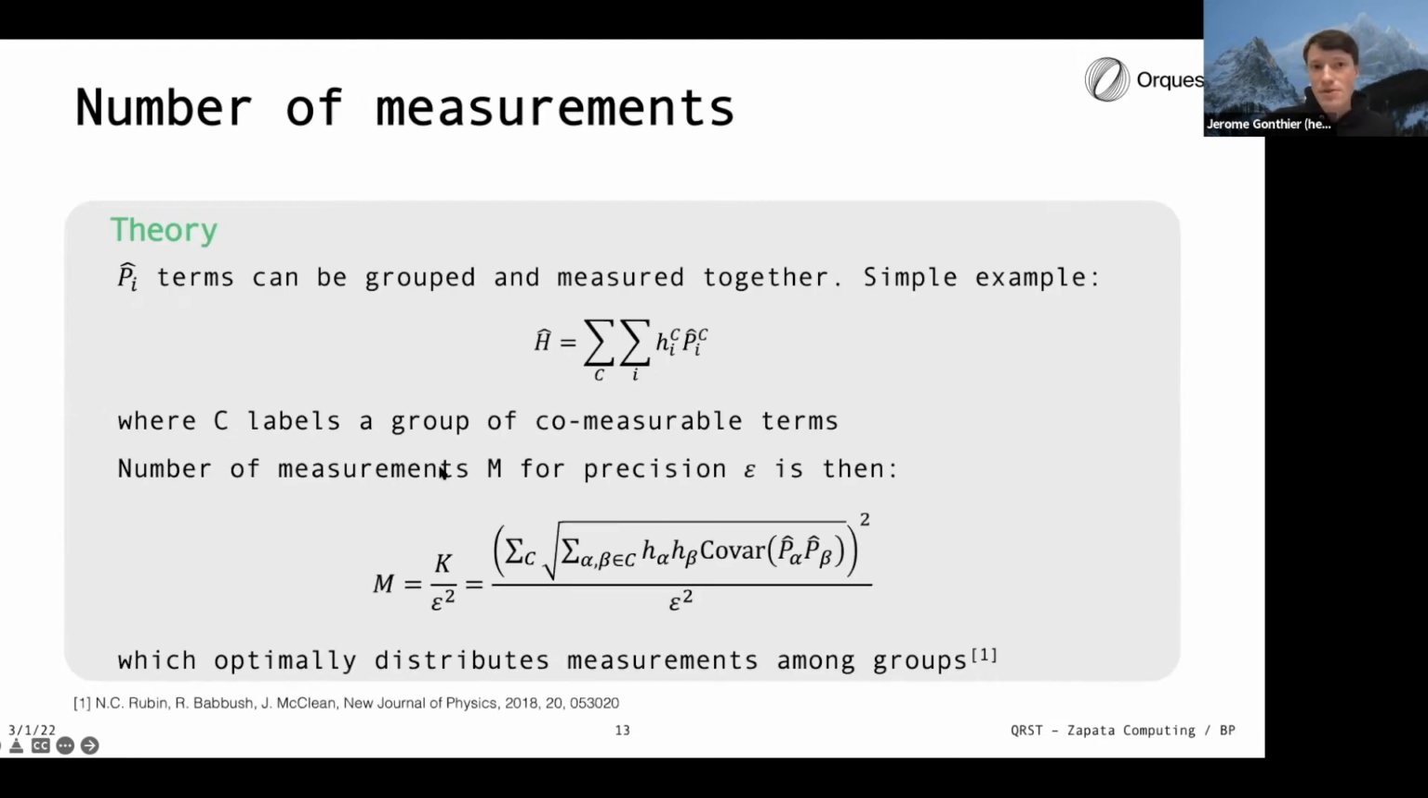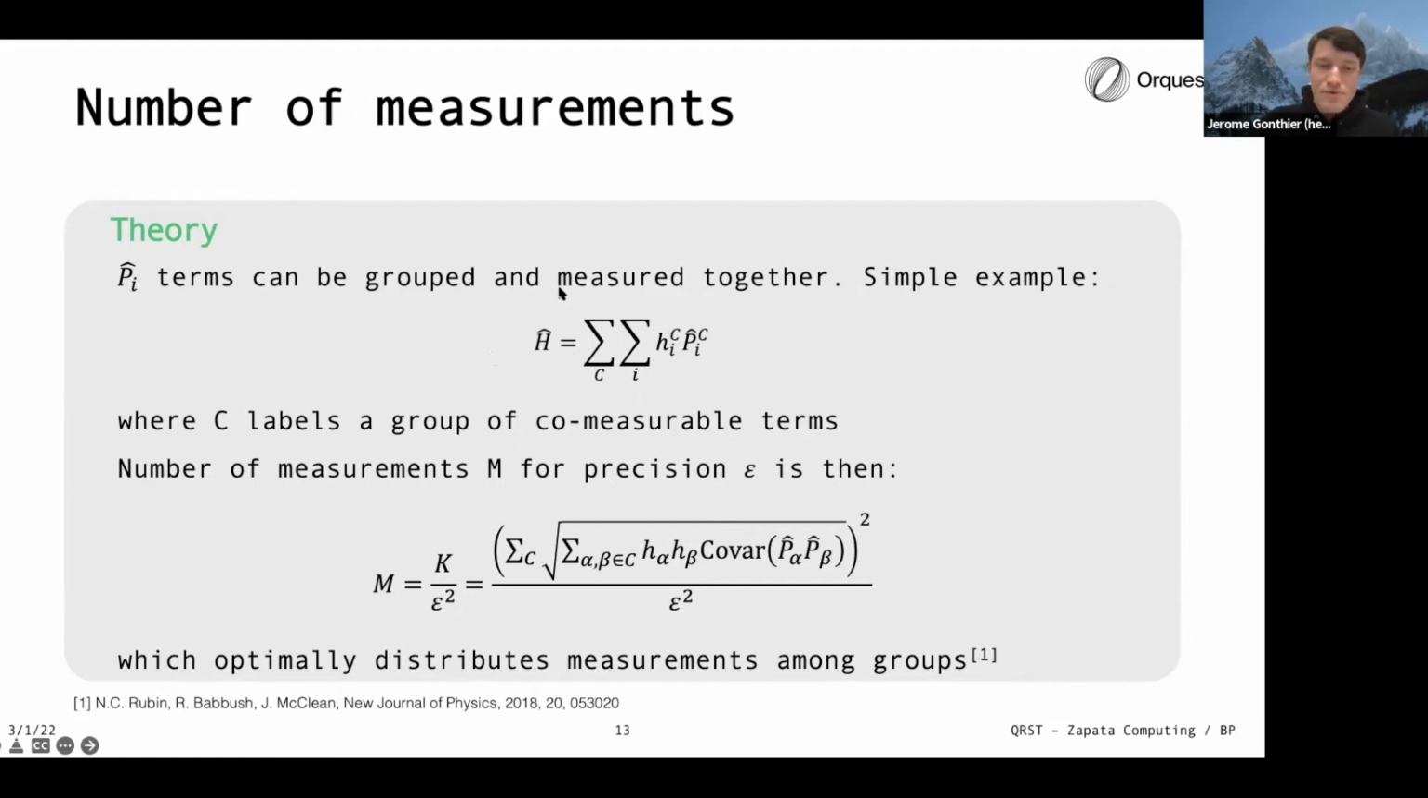So how many samples is enough samples? We can actually do a statistical analysis and understand that. So one thing we can also do is group the different terms in the Pauli strings so that we can measure some of them together. And that allows us to reduce the number of measurements in some cases.